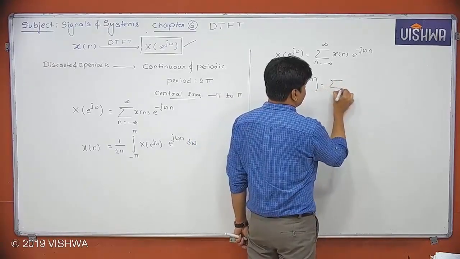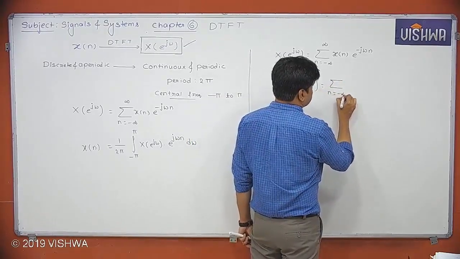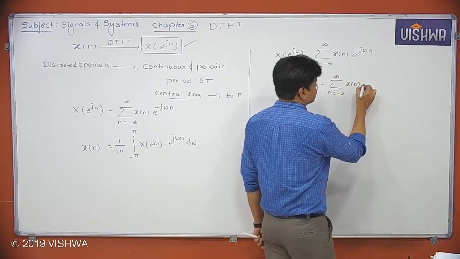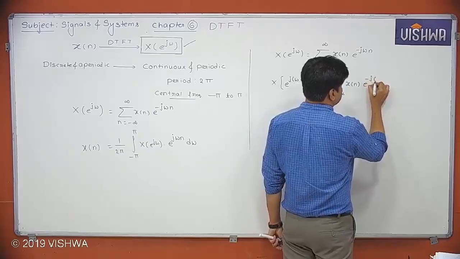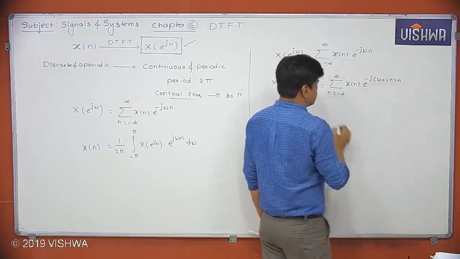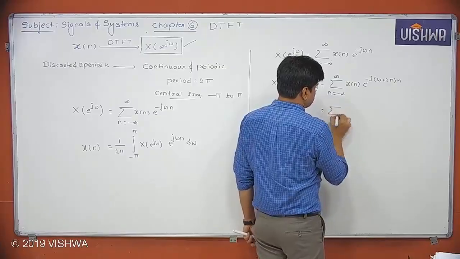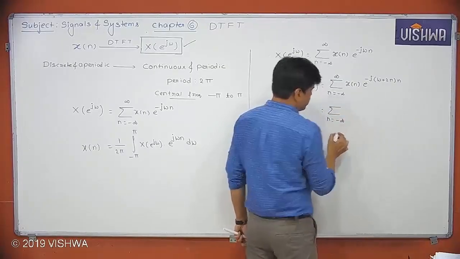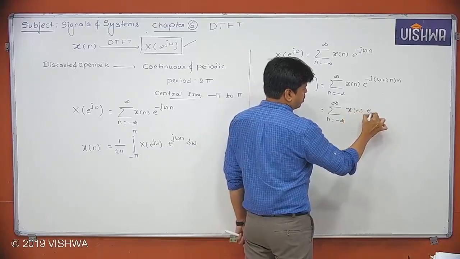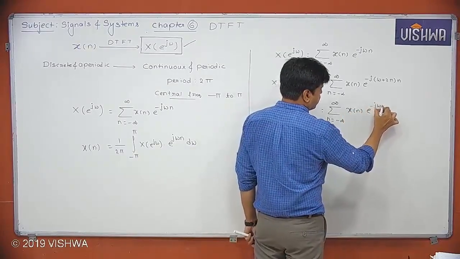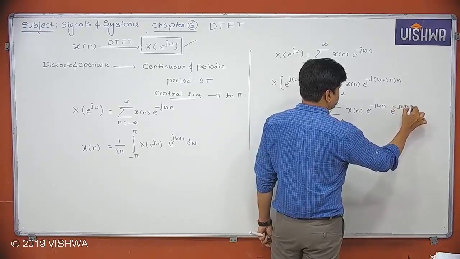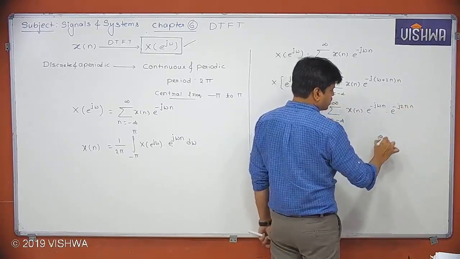Summation: wherever omega is there, replace it with omega plus 2 pi, e power minus j omega plus 2 pi into n. So this can be written as summation n equal to minus infinity to infinity x of n e power minus j omega n multiplied with e power minus j 2 pi n. What is e power minus j 2 pi n?